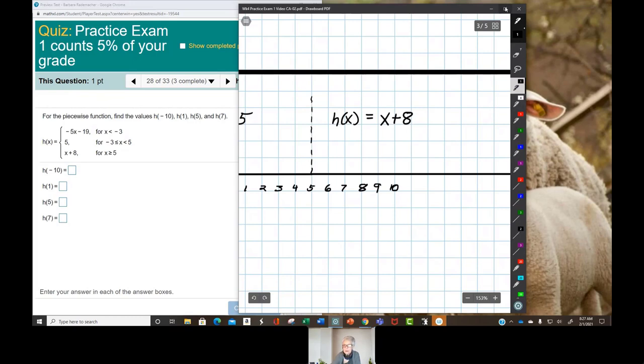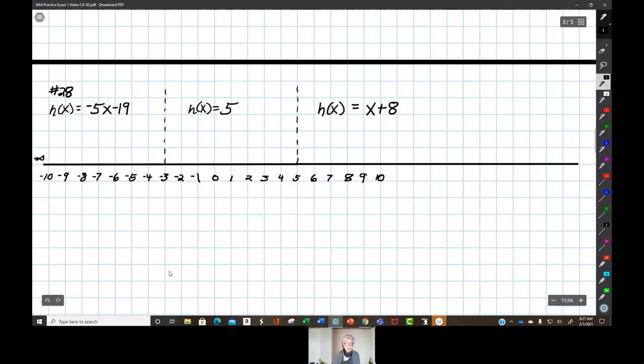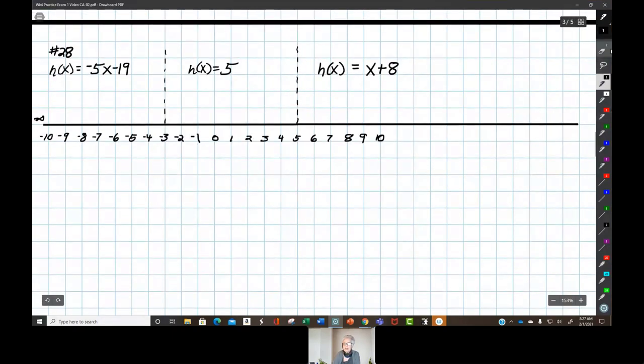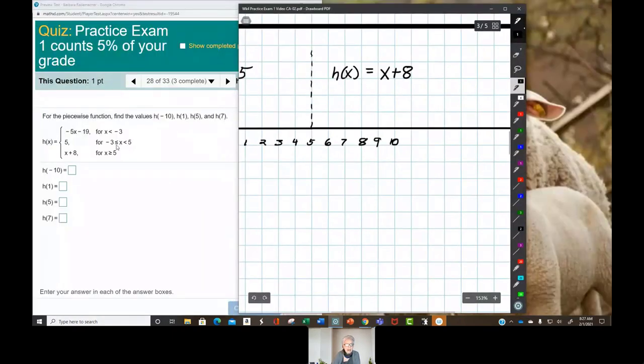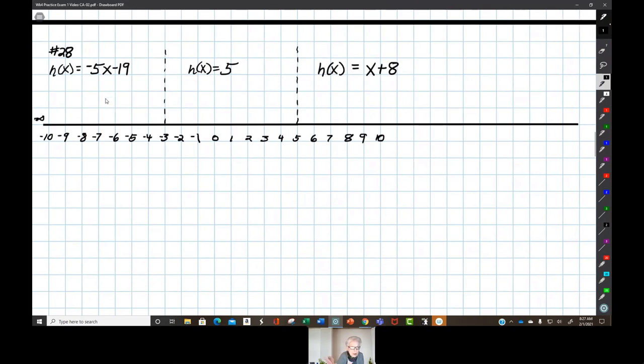Okay, so let's take a look at the whole thing. There we go. That's our game plan. Now, h of x equals 5 also includes negative 3. So I need to mark that using my own little, this is Barbara's shorthand. Right here.